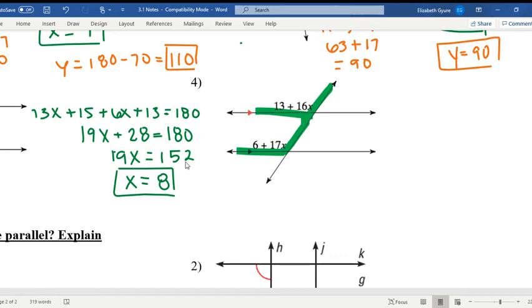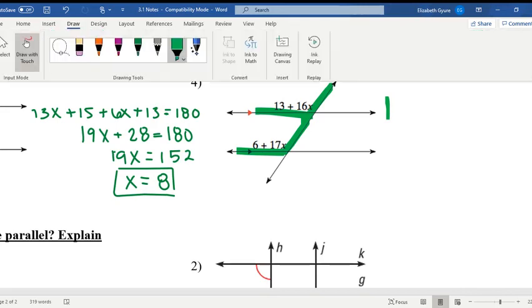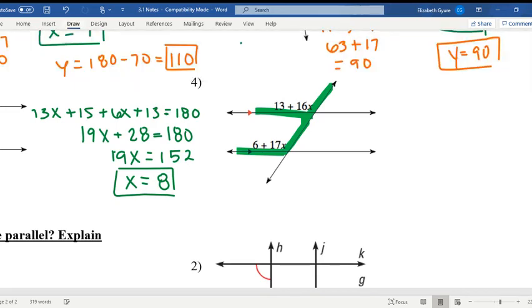They would be congruent. So we're going to set these equal to each other. So 13 plus 16x equals 6 plus 17x. And then we are going to solve. I don't want to do all this algebra for you guys. I want you guys to help me with it because there's no point in me doing it. I know how to do it. So Anna, what would be my first algebra step?